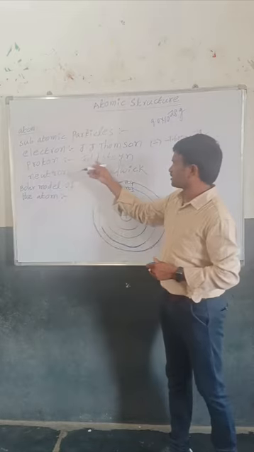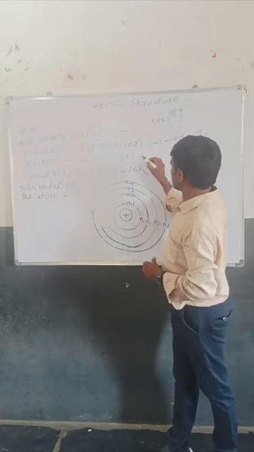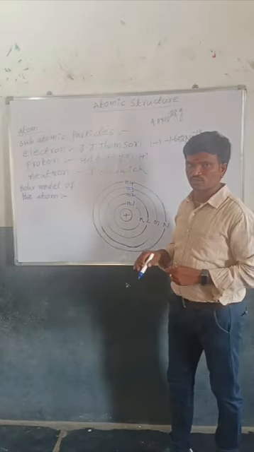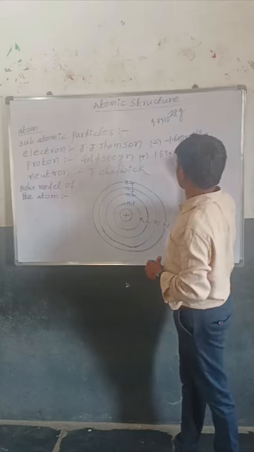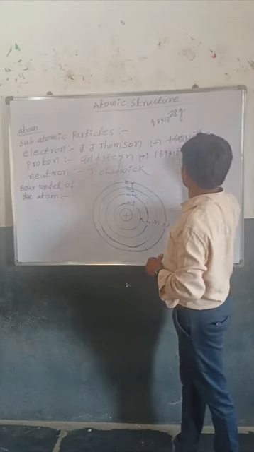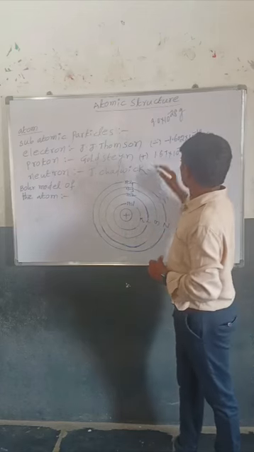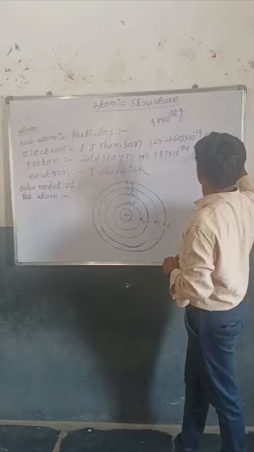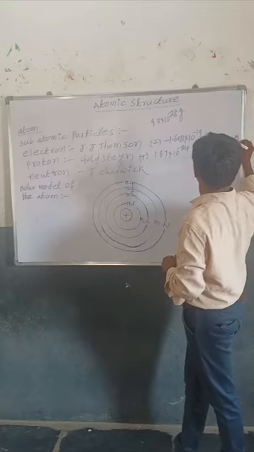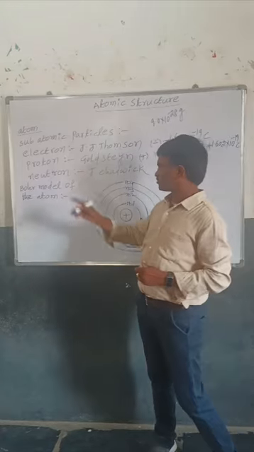Proton was discovered by Goldstein. The charge of proton is positive. The mass of proton is 1.67 into 10 to the power of minus 24 grams. The charge of proton is plus 1.602 into 10 to the power of minus 19 coulombs.